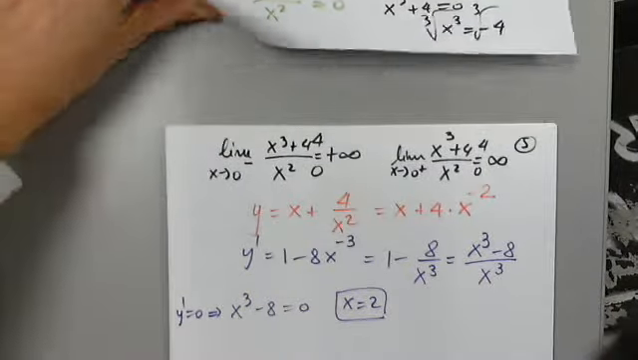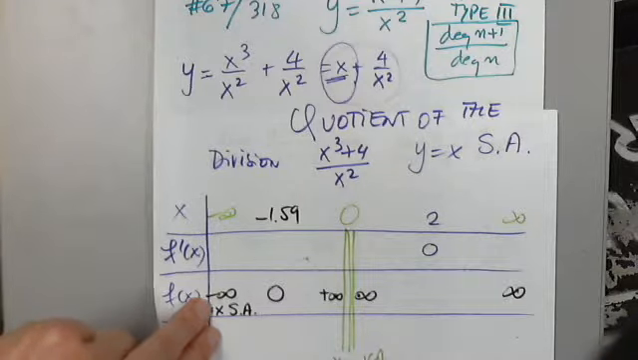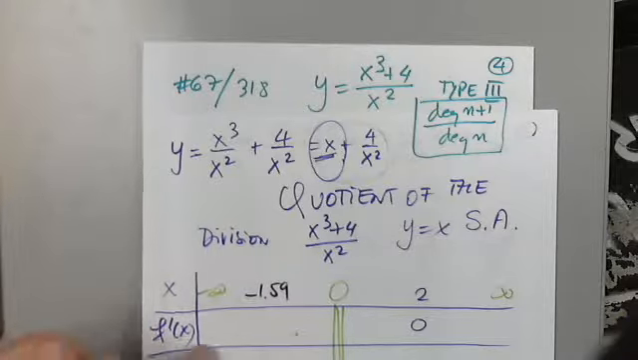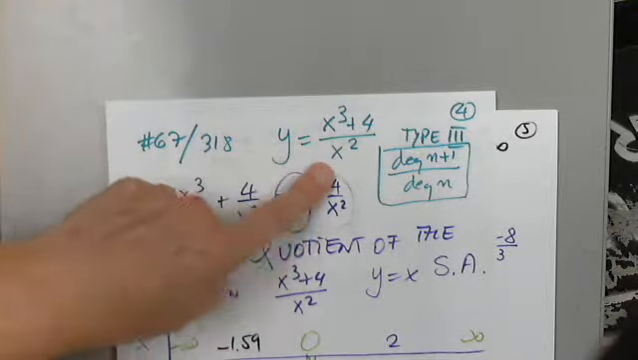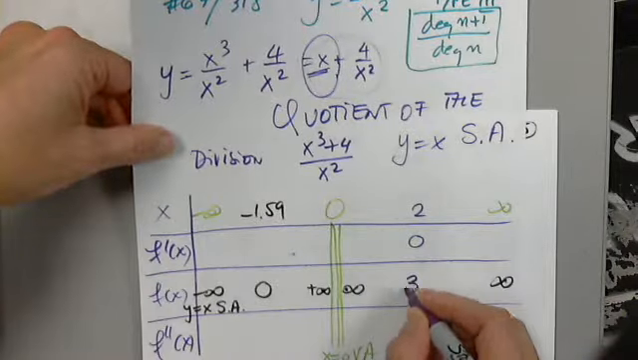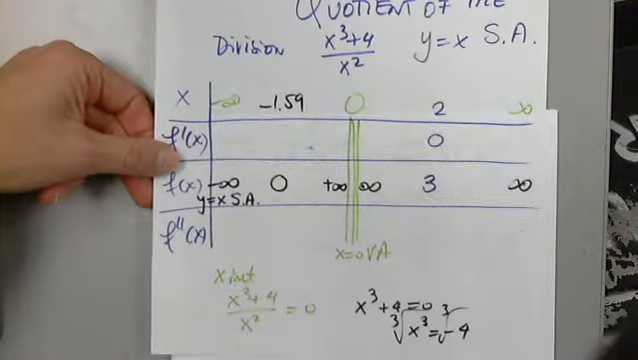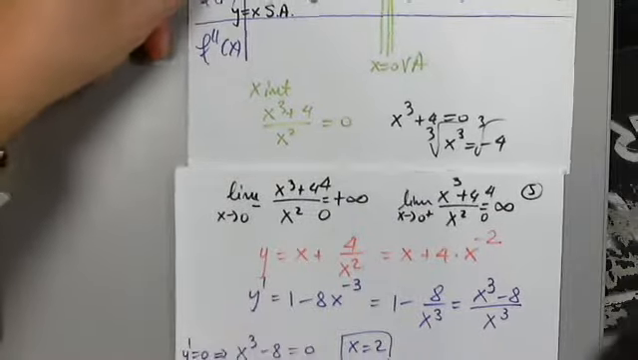So I go back to the table, put 2 and 0. I have to plug in 2 to get the y coordinate of this point. So 8 plus 4 is 12. 12 divided by 4 is 3. Is that okay? Okay, so now let's study the sign.